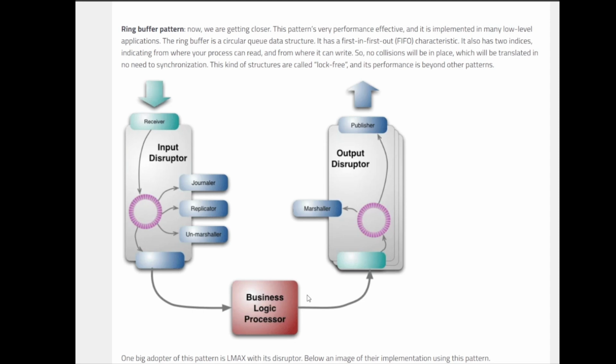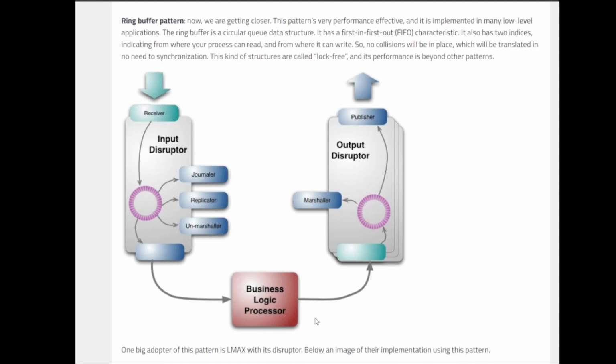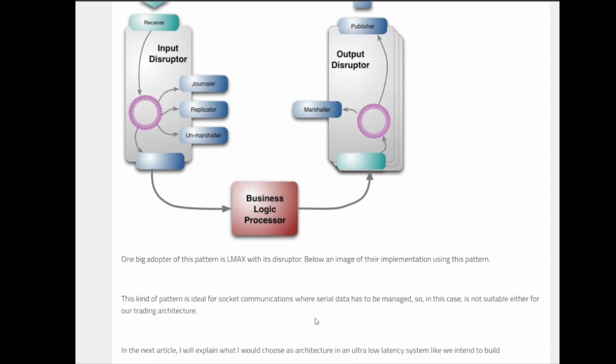What you see here right now is an implementation of the LMAX pattern. One of the big adopters of this pattern is LMAX with its disruptor. The design you see on the screen has a receiving end, a business logic processor, and a publisher end, with an input disruptor and an output disruptor. This kind of pattern is ideal for socket communications where serial data has to be managed, so it is not suitable for our trading architecture.